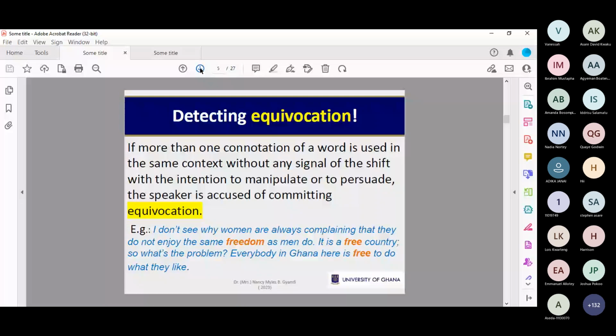So the point is, if you use more than one connotation of a word in the same context to suggest that they mean the same when they don't, you have committed the crime of equivocation. Someone says, I'm looking for a responsible person to take up the job of a secretary in this company. So you are an applicant. You know that the criteria searched for is what? Someone who is responsible should come and take up the job. That is what they ask you to come and do. They are looking for a responsible person.